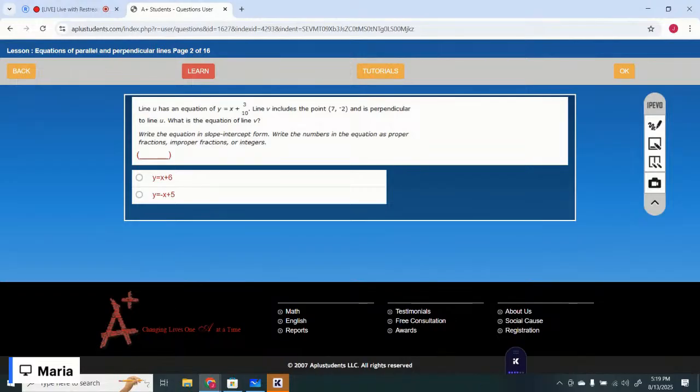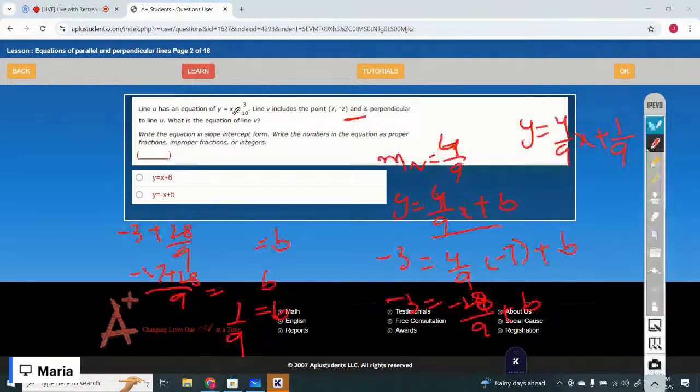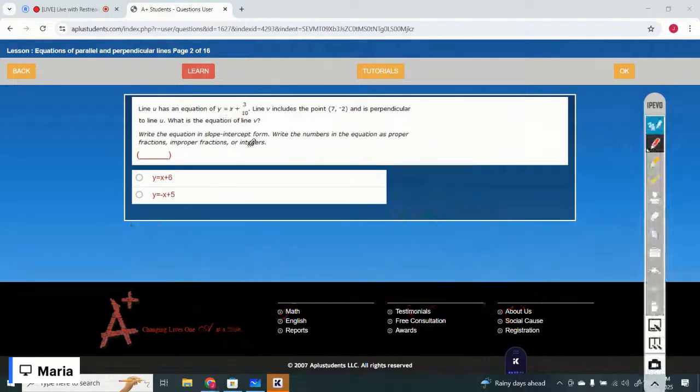Line u has an equation y equals x plus 3 over 10. Line v includes the point (-7, -2) and is perpendicular to line u. What is the equation of line v? Now, the slope of line u is 1. The lines are perpendicular, so the slope of line v is the opposite reciprocal: 1 over 1, and we add a negative sign, so that is -1.